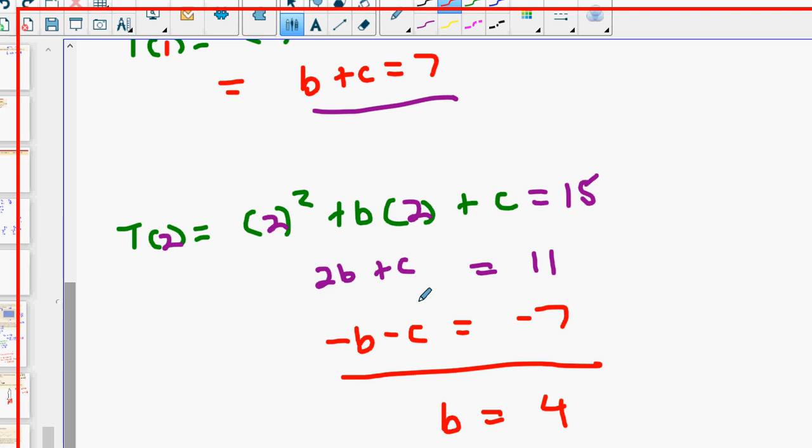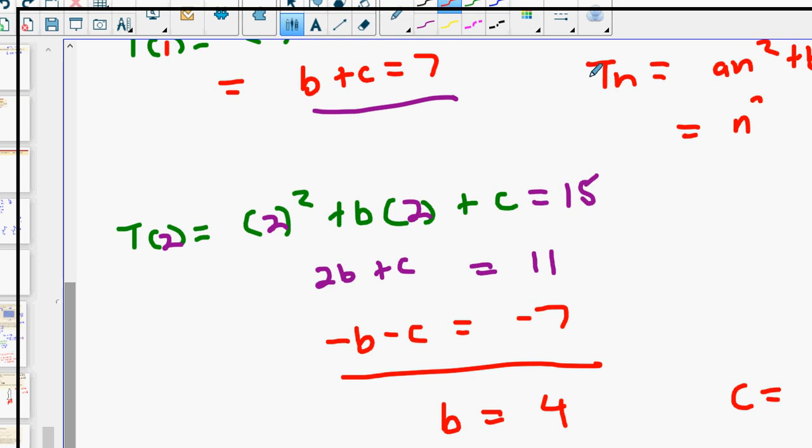I multiply this equation by minus 1. C will therefore equal, look at the top, C will therefore equal 3. What does this mean about my Tn formula, which I previously said was an squared plus bn plus c? What is it? N squared plus 4n plus 3. Please remember the difference.